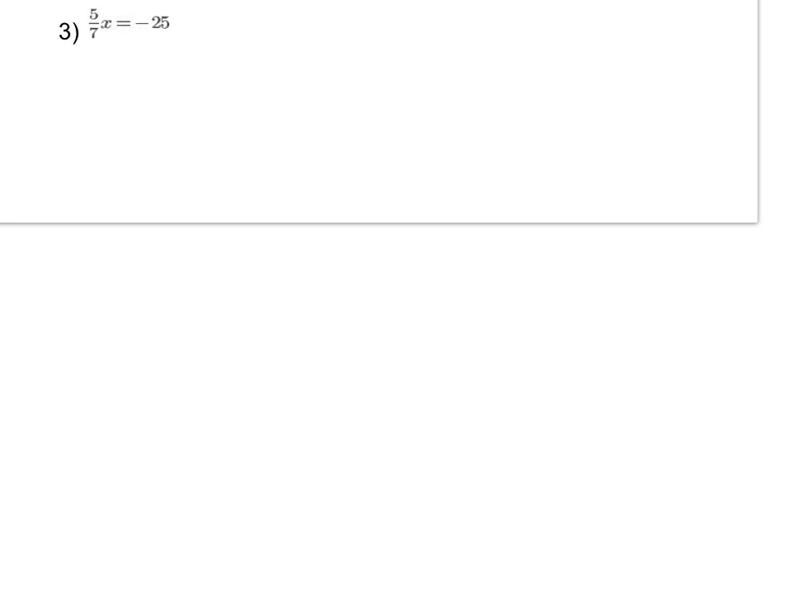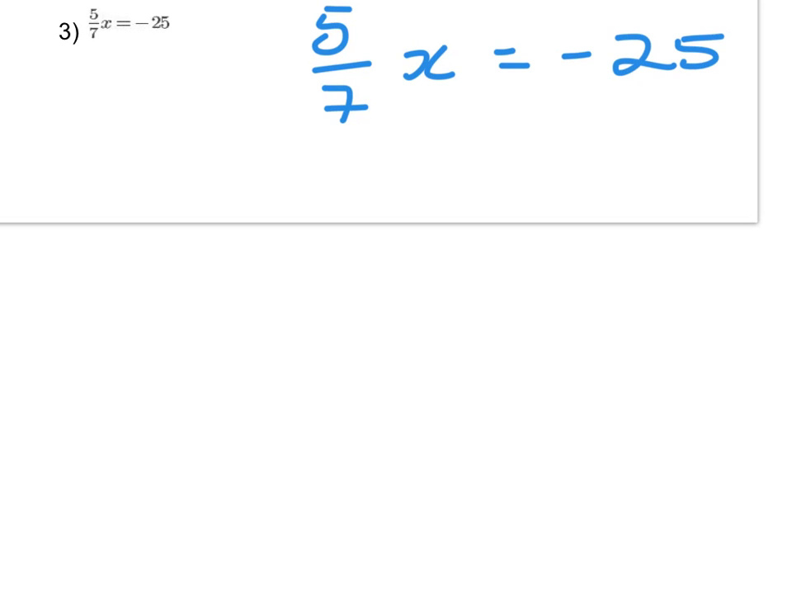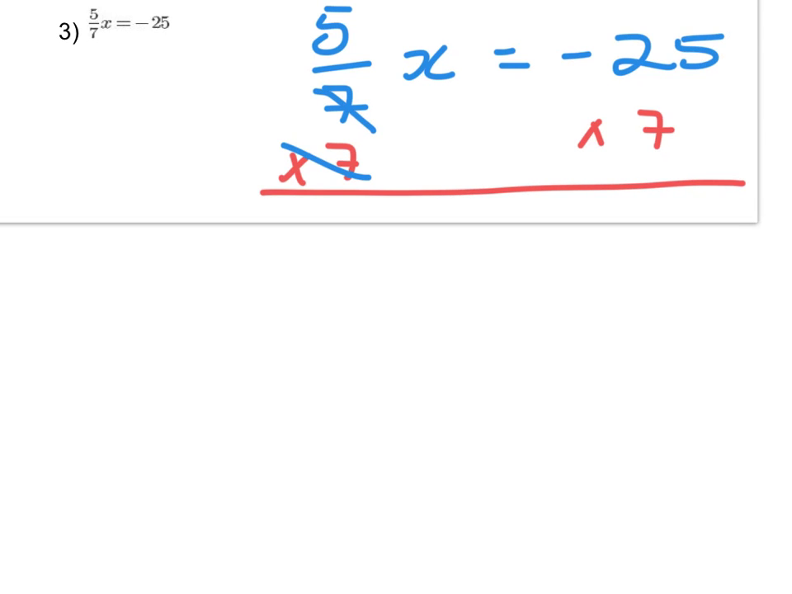So I'll write it out again here. 5 over 7 x equals minus 25. In these situations, I always reverse what's on the bottom first. So the division by 7, I'm going to reverse by multiplying by 7. Division and multiplication cancel, so you're left with 5x equals 7 times 25, which is 175, and there's the minus.